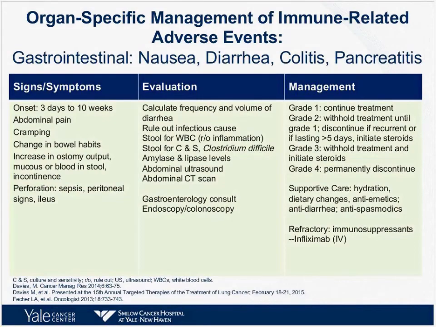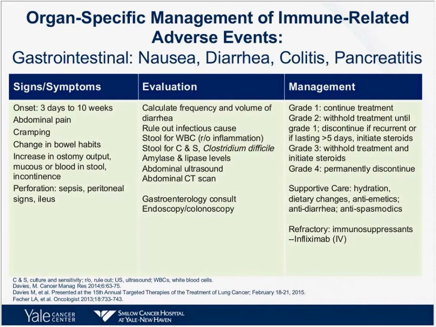So, as I said, 3 days to 10 weeks: abdominal pain, cramping, change in bowel habits. Take into consideration patients that have ostomies, so you want to look at ostomy output by volume. Look for mucus or blood in the stool, or incontinence. For perforation, take into consideration peritoneal signs, and whether the patient has developed sepsis or an ileus. So calculating frequency and volume of stool and diarrhea is important.